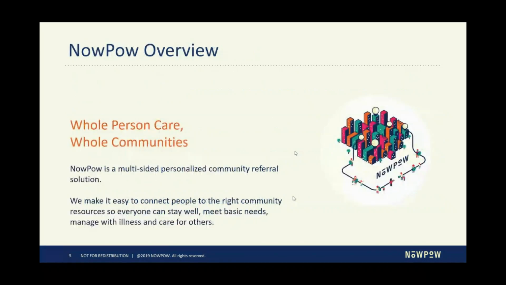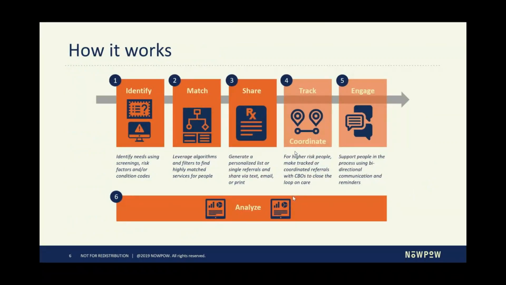Great. Okay. I'm going to go into a little bit about NowPow now. So NowPow is actually a play on knowledge is power. And here at NowPow, we focus on whole person care for whole communities. So we do that by connecting people to the right resources in an easy and efficient way while using our community referral system. And so how NowPow works is that across every tool on our platform, you can identify, match, and share referrals. Once you identify that your client has a need, which you can do using screenings or risk factors, you can match to services that are needed and then generate a personalized list of referrals that you can either print, text, or email to your client.